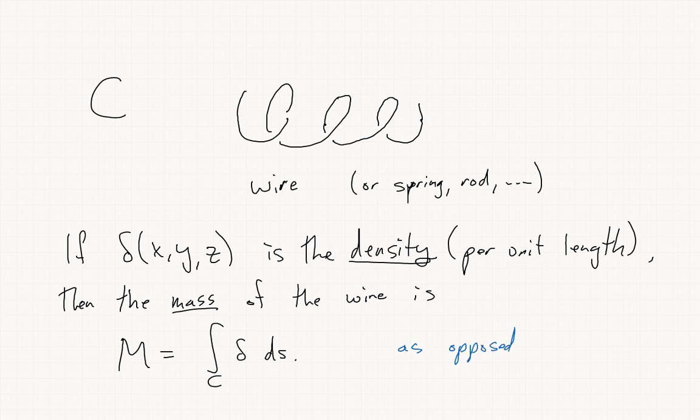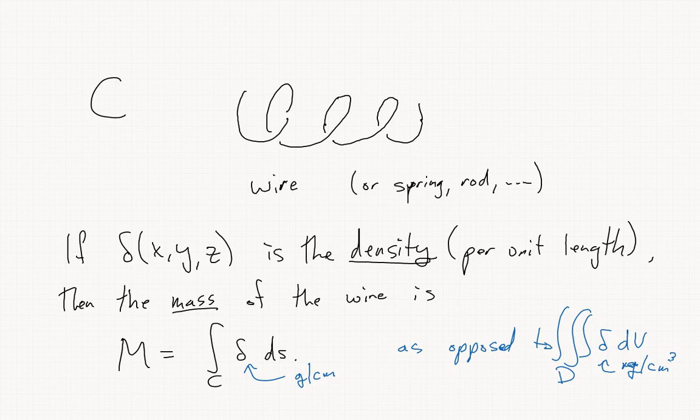As opposed to integral delta dV over some solid region in space. Note that here, in this case, the units of delta would be like grams per centimeter, so mass per length, whereas here they would be like grams per cubic centimeter, so mass per volume.